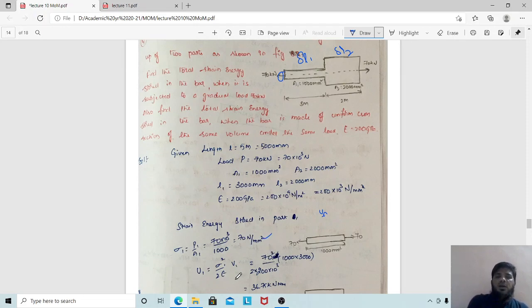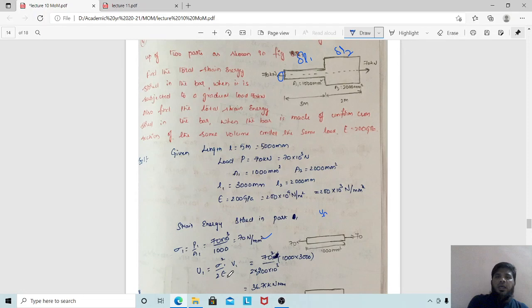So sigma 1 by 2E, they have given the value of E here. E value they have given properly, 200 gigapascals. So I will substitute here. Next is V1. What is V1? It is nothing but the volume of this section 1. I am trying to draw this. This is section 1. So what is volume? Volume is nothing but area into length. Area is 1000. Okay.